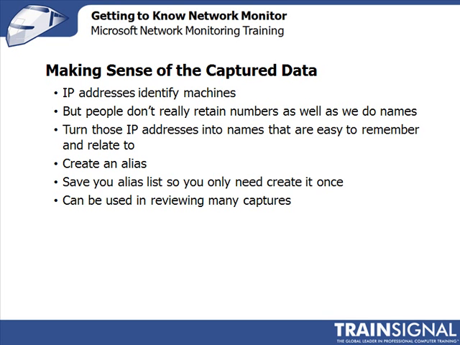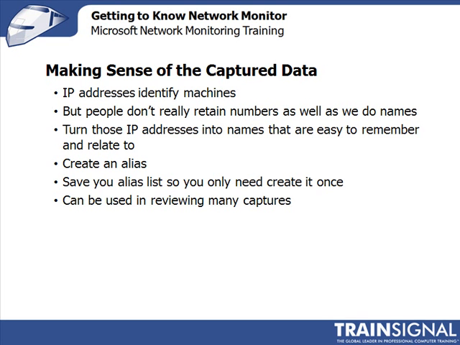So sometimes it's easier to turn those IP addresses into names, and maybe not even the name of the actual machine, just a label that you want to give it, like this machine was the client and that machine was the server. So a lot of times I'll create client and server as the names of the machines. To do that, we create an alias.